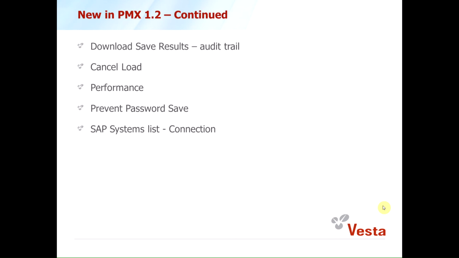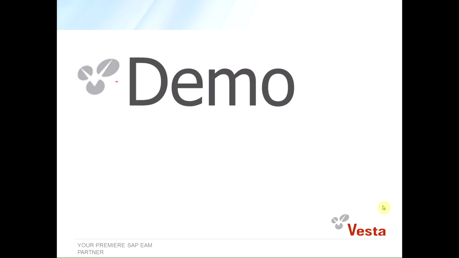Then, once you've made changes in your Excel sheet and save it to SAP, you get a result window back. We now allow you to save those results, so you have an audit trail. During the load, you can cancel. We've made some performance changes during the load itself as well by adding our own RFCs. We have the ability to prevent users from saving their password. And in the connection setup, we now have a list of all the SAP systems available as they appear in your SAP logon GUI. So with that, it's time for a demo.